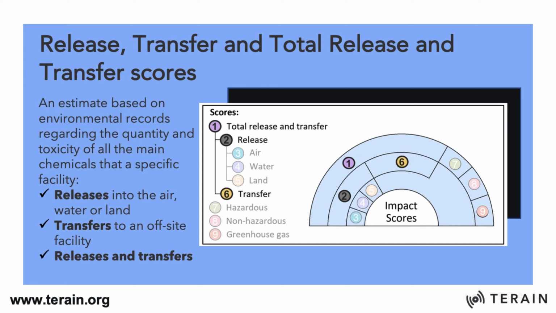Then we've got scores number 2, 6, and 1. These are the release, transfer, and total release and transfer scores, respectively. These scores are based on the environmental records regarding the quantity and toxicity of all the main chemicals that a specific facility releases into the air, the water, or land, for score number 2, that a facility might transfer to an off-site facility, in the case of score number 6, or that a facility might release and transfer as a whole, in the case of score number 1.